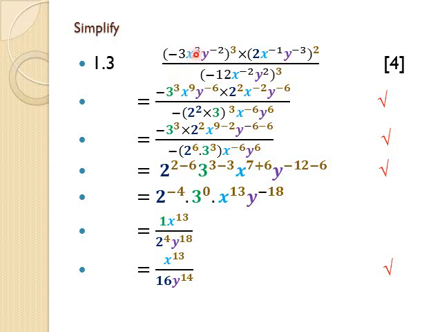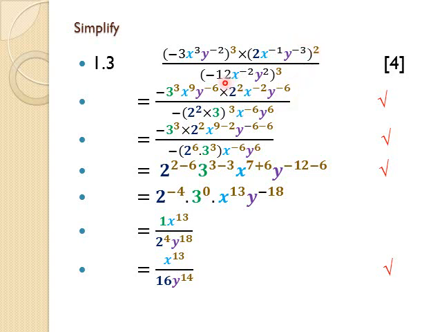The x cubed, 3 times 3 would give me x to the power 9. Therefore y to the power minus 2, times 3 gives me negative 6. Again, take note, 2 has the invisible 1, so 1 times 2 becomes 2. The x, negative 1 times 2 becomes negative 2. Negative 3 times 2 becomes negative 6.